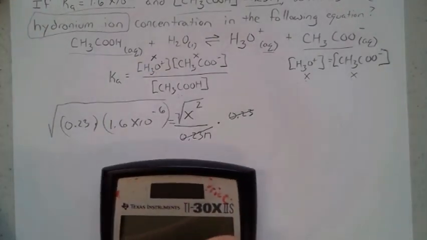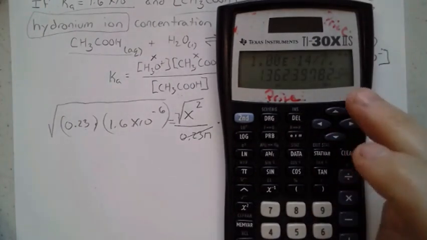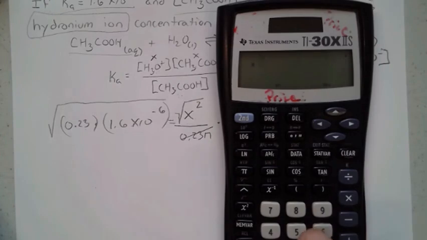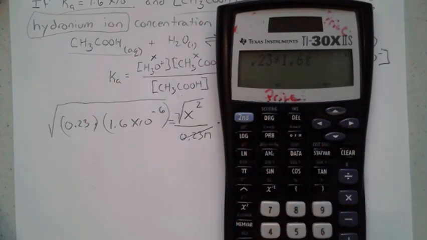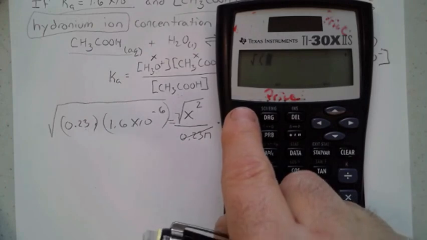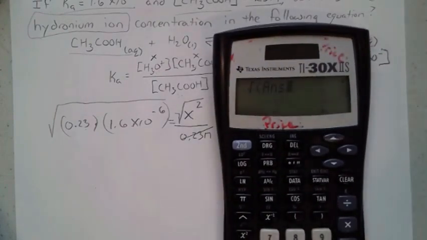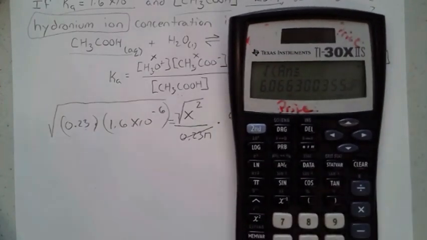All right. So on my handy dandy calculator, let's clear that. 0.23 times 1.6 times 10 to the negative 6. I'm going to push equals, all right? And now I want to square root that. So I go to the square root button, second, square root, and then second again, down on the bottom where it says answer. So I do that, I square root my answer, and I push enter. And that is my final answer. This is going to be equal to x.